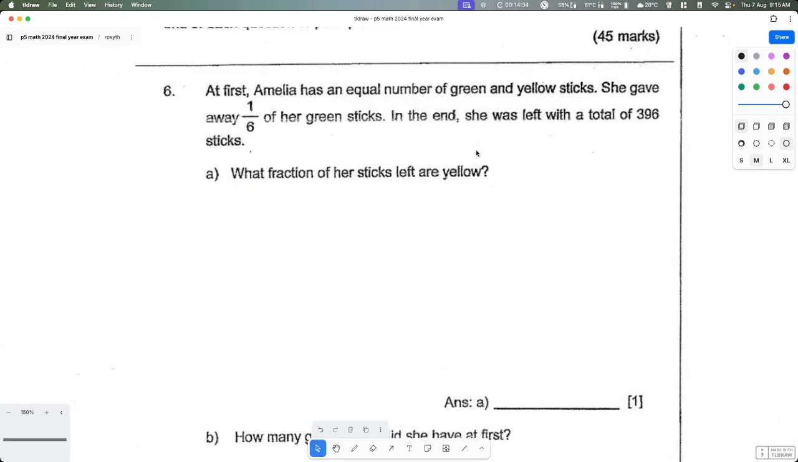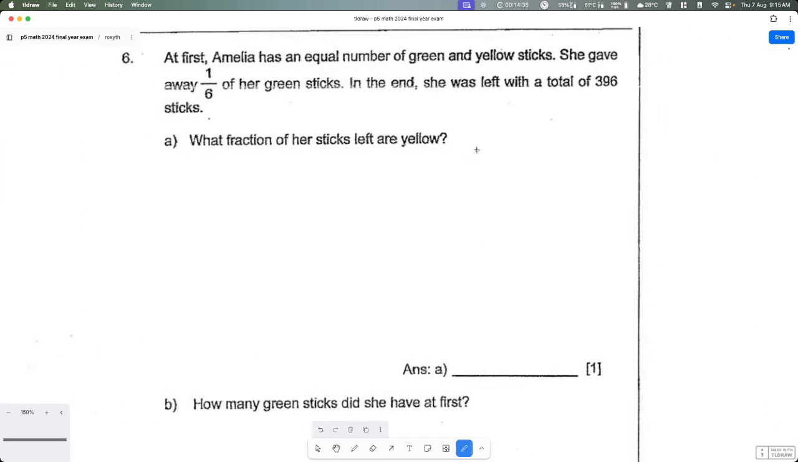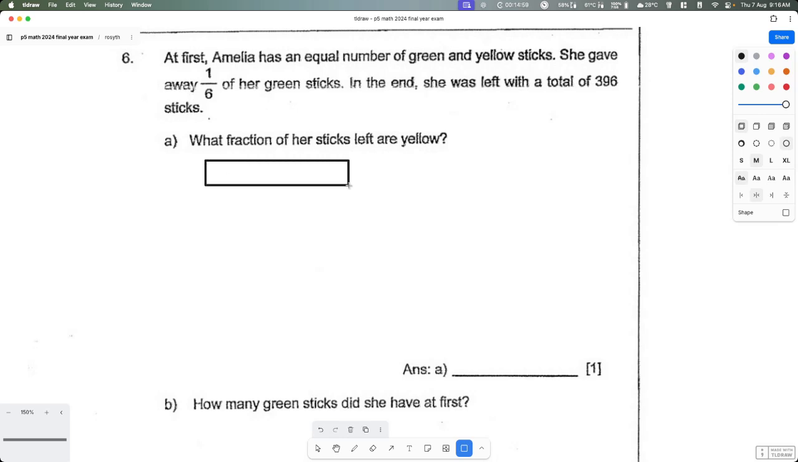Question number 6. All right, this is where it gets serious. At first, Amelia has an equal number of green and yellow sticks. She gave away 1/6 of her green sticks. In the end, she was left with a total of 396 sticks. What fraction of her sticks left are yellow? If you want to draw a model, you also can.